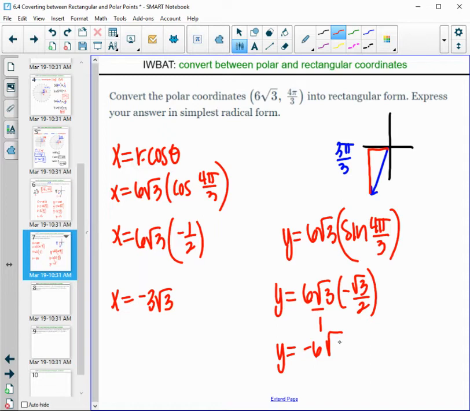Root 3 times root 3 is root 9. 1 times 2 on the bottom is 2. So then you end up with, the square root of 9 is 3, times negative 6 is negative 18 on top, divided by 2. So you get negative 9 for your Y coordinate. So negative 3 root 3 for the X, negative 9 for the Y.